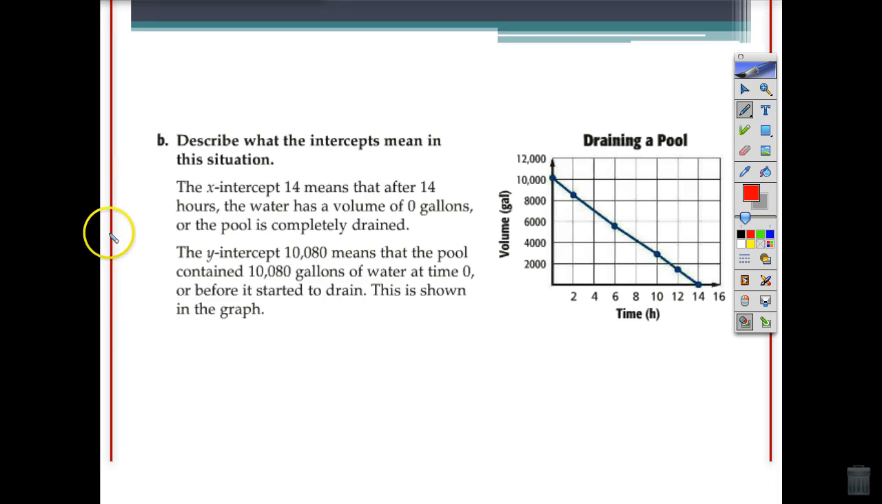Okay, part B: describe what the intercepts mean in the situation. Draining a pool. The y-intercept is when time is 0. So when it starts, at time 0, before it started to drain, it was full at 10,000 gallons. The x-intercept means that at 14 hours, it is completely drained and there's no volume, so the pool is completely empty.